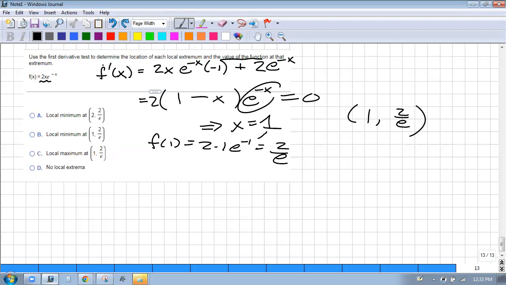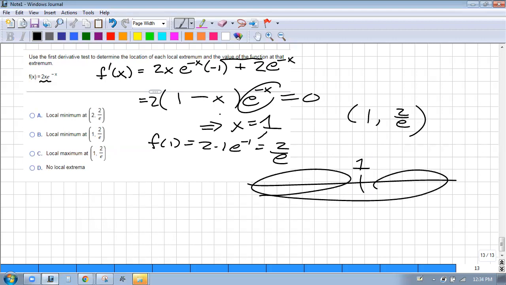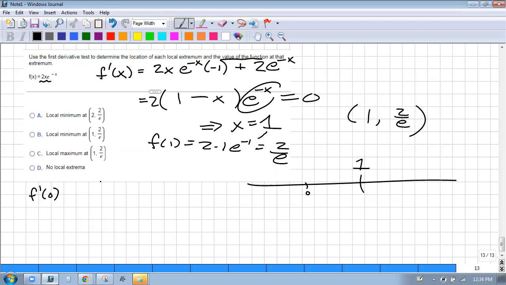Well, they said use the first derivative test. We could do the second derivative or the first. Let's just do the test points right here. Here's our critical point at 1. I'll put it up here. That's where the first derivative is 0. So let's see what the first derivative is here and here, right? At 0, our test point, we'd have 2 times (1 minus 0) times e to the minus 0. This is just 1, and this is 1. So this is 2. It's positive.